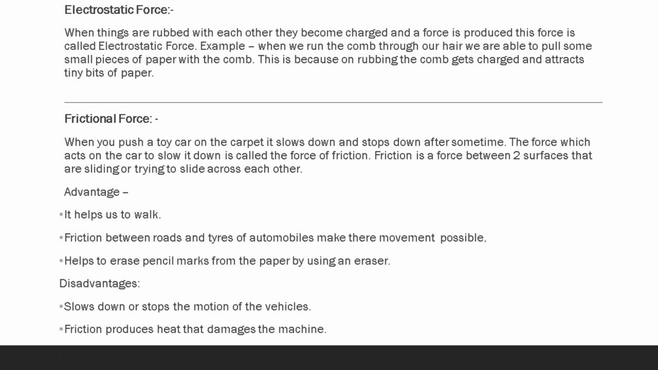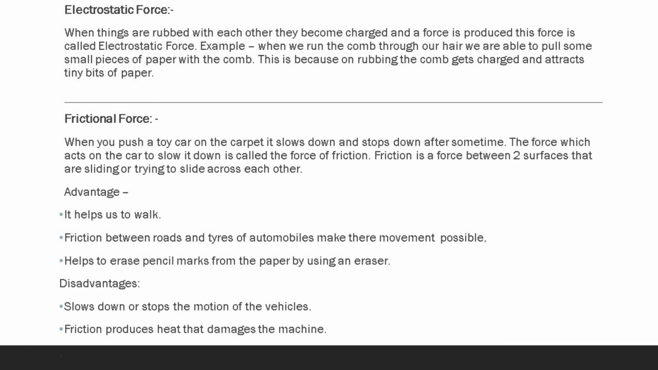This is electrostatic force. Next is frictional force. Now we all know friction. When two objects are moving against each other, a force is applied there which tries to stop the moving object. When you push a toy car on the carpet, it slows down and stops after some time. Why? Because when they are moving on each other, a force is acting in between them and it tries to stop the moving object. The force which acts on the car to slow it down is called force of friction.